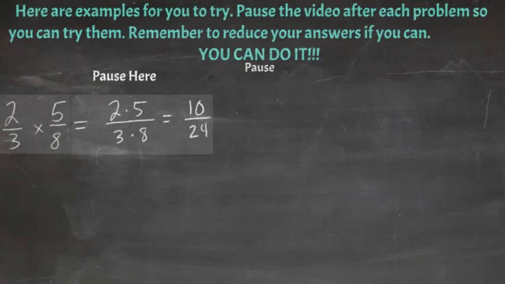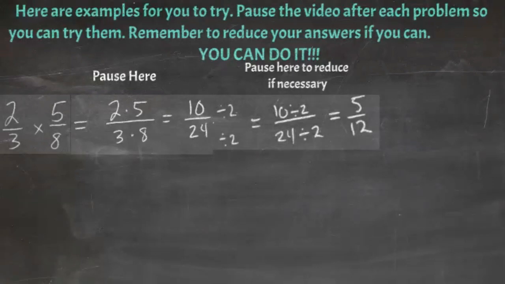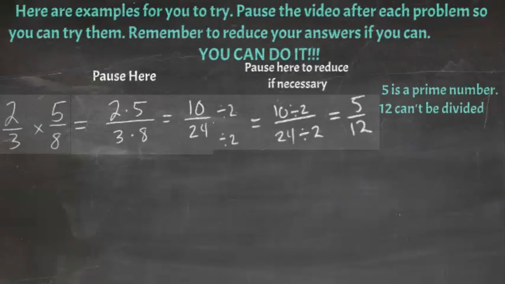Pause here to see if you can reduce. Since both these numbers are even, we can divide them by 2, so we get 10 divided by 2 over 24 divided by 2, and that equals 5 over 12. 5 is a prime number. 12 can't be divided by 5. You're done. Great job.